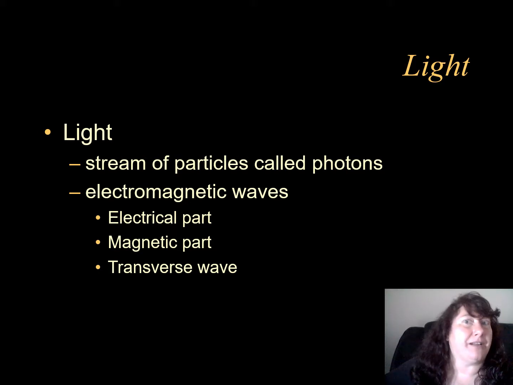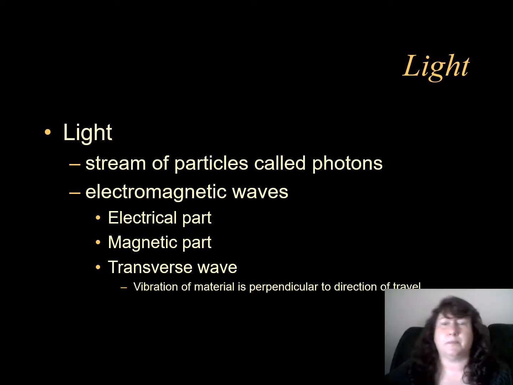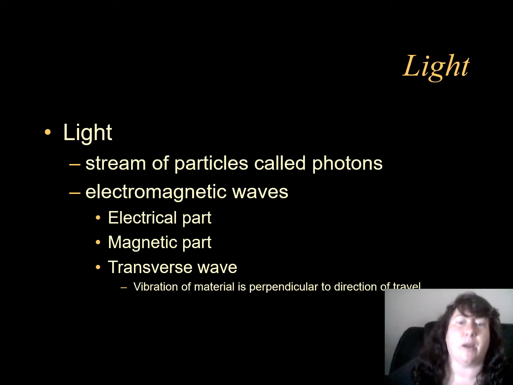When we talk about electromagnetic waves, they are transverse waves. That means that the medium vibrates perpendicular to the direction of travel. And there you can see the vibration of material is perpendicular to the direction of travel.